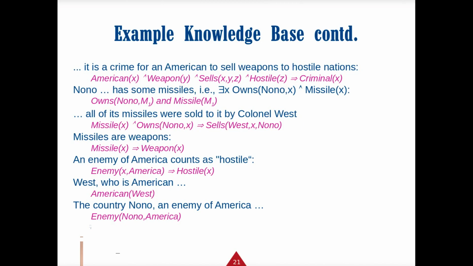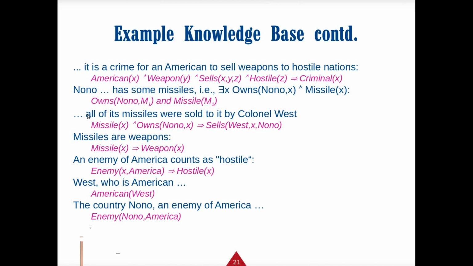So to convert the sentences into first-order logic, we have: American(x) and Weapon(y) and Sells(x, y, z) and Hostile(z) implies Criminal(x). Nono has some missiles, such as there exists an x where Owns(Nono, x) and Missile(x). So basically this line is saying this country owns missiles.